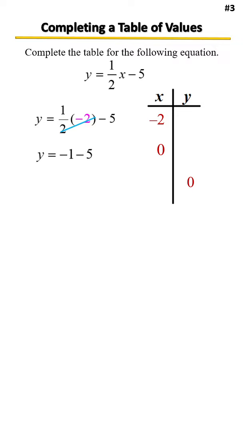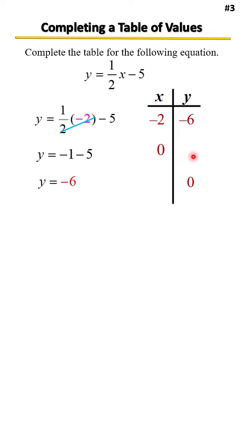-1 combined with -5, the signs are the same, so keep the sign and add the numbers. That's going to give us -6. So y equals -6. This means when we plug in a -2 for x, what we get out for y is a -6.